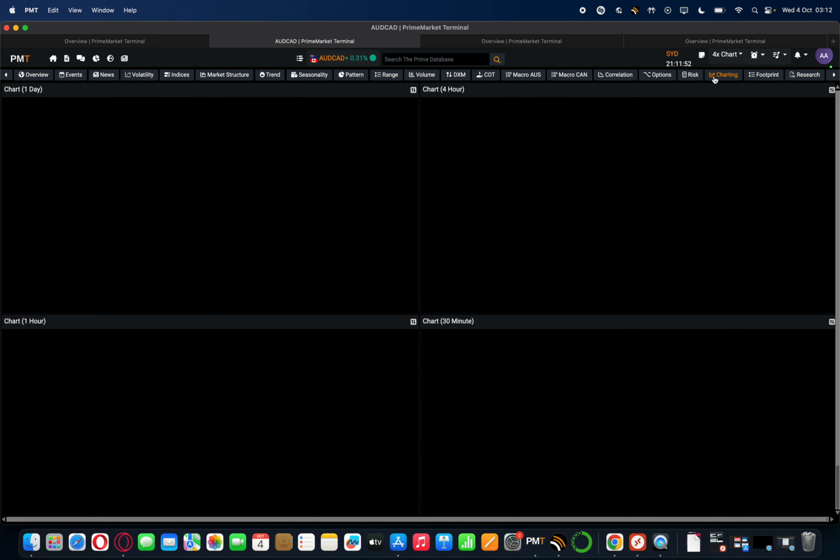You can check the charting. This footprint is for order flow traders, and this research is the most important. This research option shows you the bank reports. For those of you that have been asking me what the bank reports are all about, you can just come to this research option right here, and you are going to see research files talking about the bank decisions.